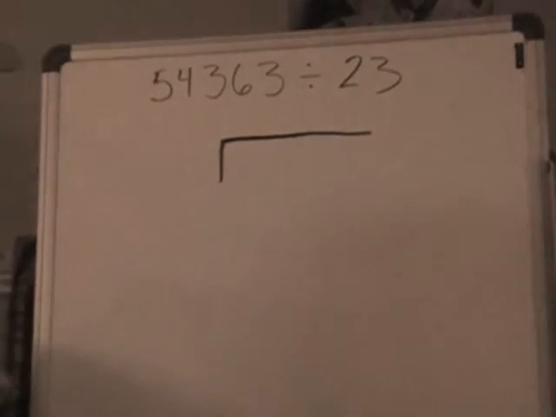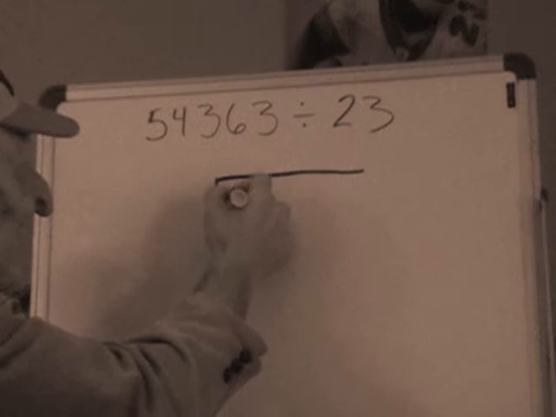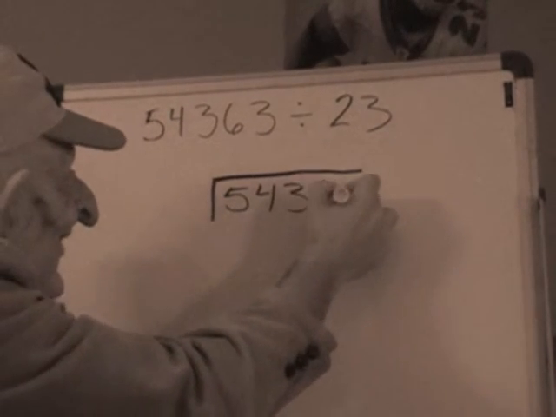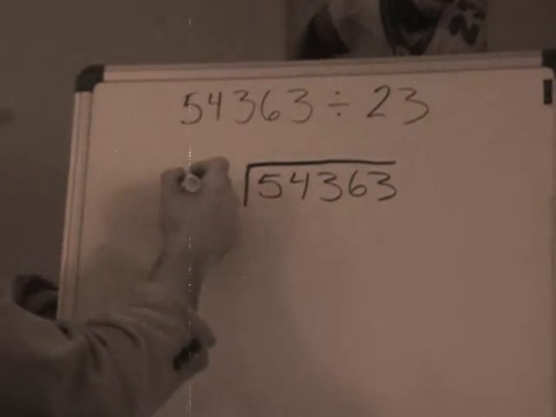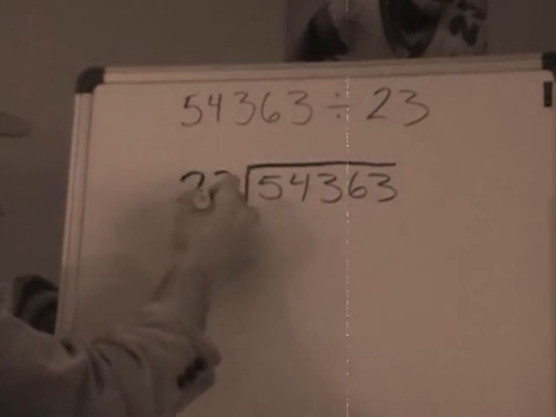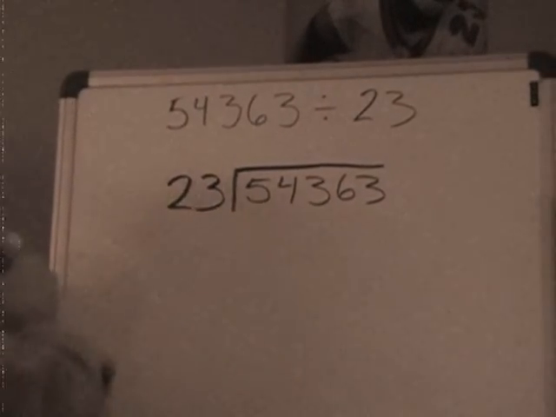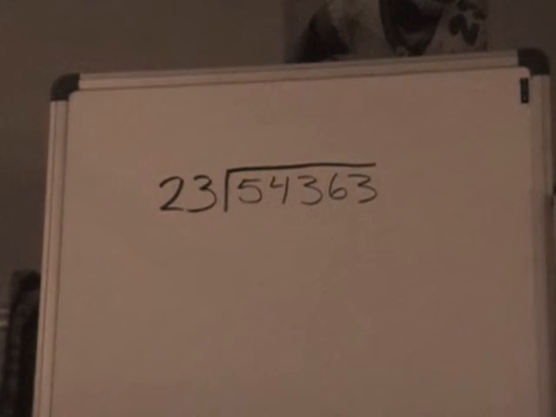Oh boy. And you put the number you're dividing underneath. Oh boy, the joints don't work like they used to. And you set it up like that. Well, now we have a long division problem.